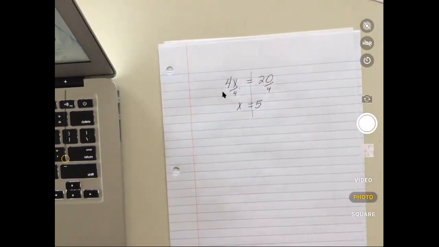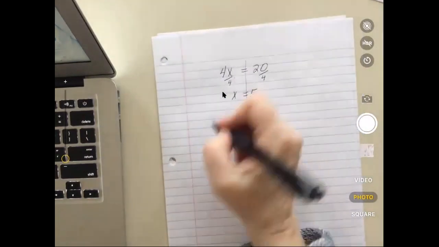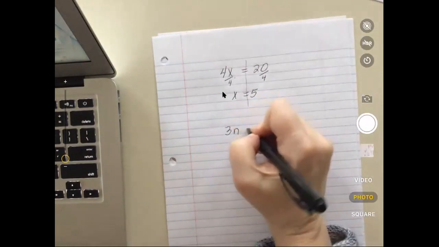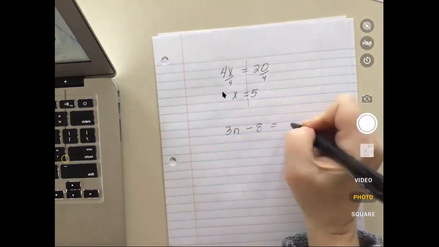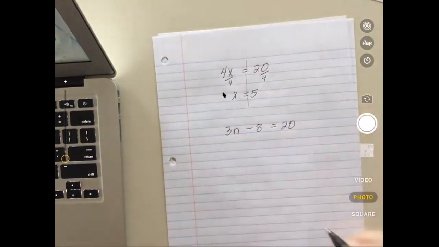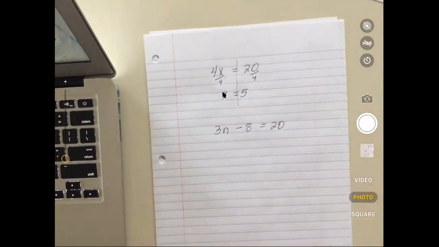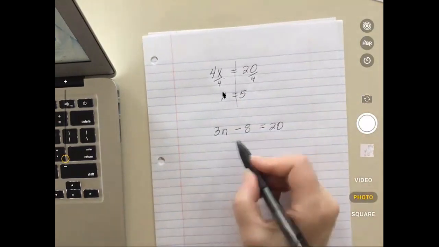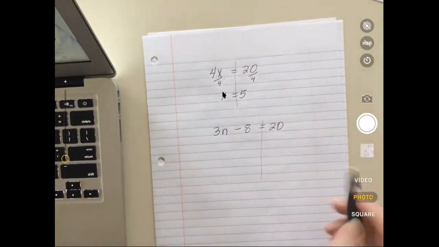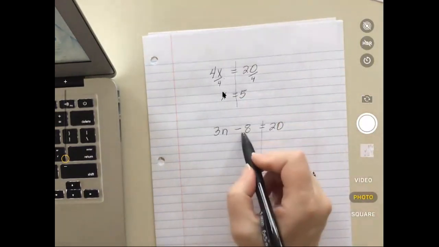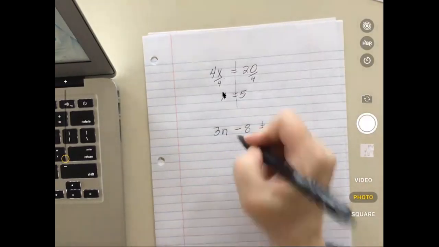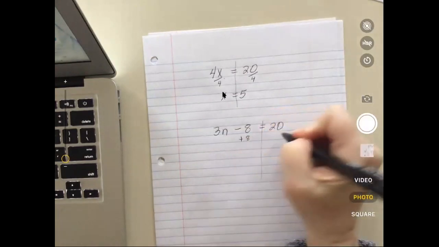If you've got a two-step equation, say you have something like 3n minus 8 equals 20. Ugh, it's not going to be a whole number again, but that's okay. So if I have this equation, again, I have to think opposite operations, but you start with this one. The opposite of minus 8 is plus 8. So you add 8 to both sides.